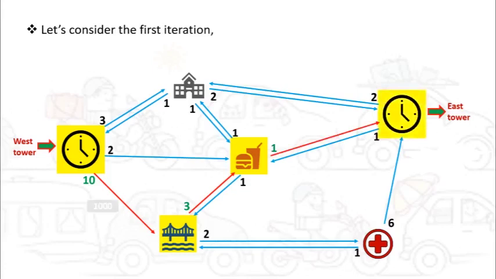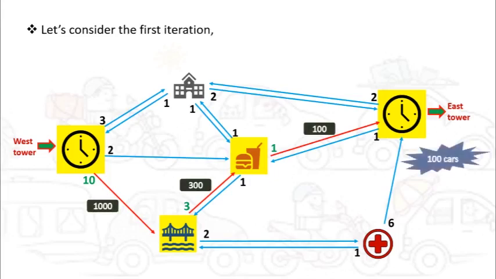Now we should note that 1000 cars are able to move from the west clock tower to the bridge, while only 300 and 100 cars are able to move through the bridge to the cafe and from the cafe to the east clock tower respectively. Hence, a minimum of 100 cars are able to flow through the selected path.